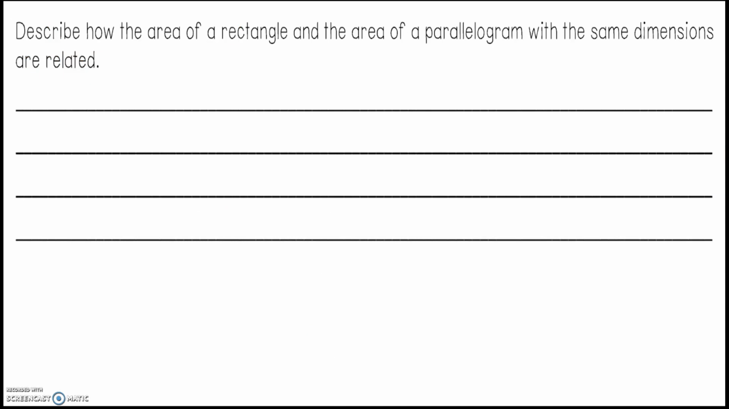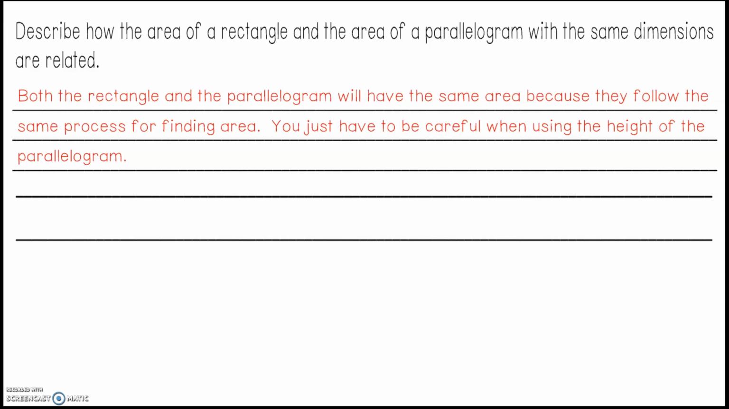Okay, so describe how the area of a rectangle and the area of a parallelogram with the same dimensions are related. Both the rectangle and the parallelogram will have the same area because they follow the same process for finding area. That means area equals the base times the height. You just have to be careful when using the height of the parallelogram. Never use the slanted side. Always use the vertical line straight up and down. That's what you have to be careful about. That's what they're saying.